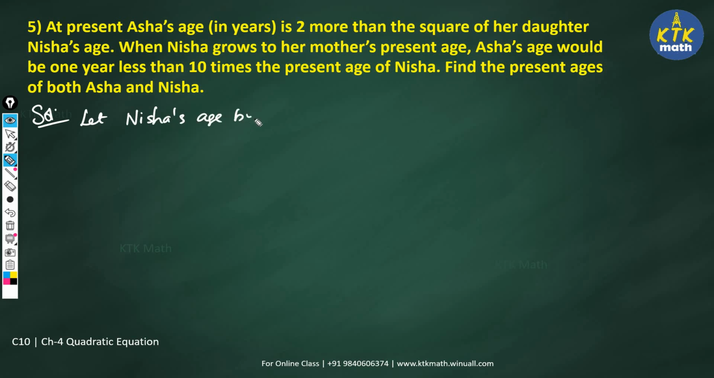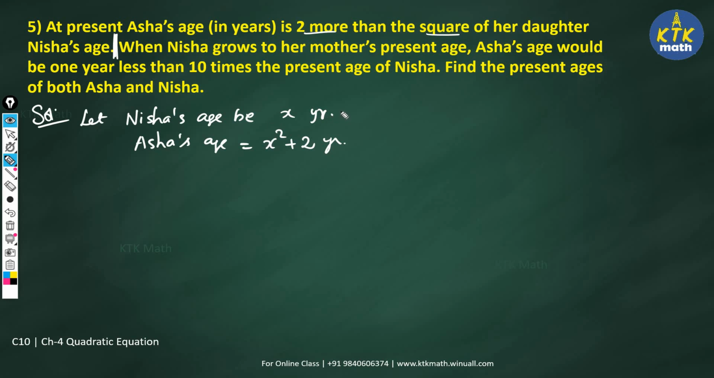Let Nisha's age be x. Then Asha's age will be 2 more than the square, so I can write x² + 2. I have completed only up to this one. Now continue reading. When Nisha grows to her mother's present age, Asha's age would be 1 year less than 10 times the present age of Nisha. That is, who is the daughter here? Nisha is the daughter.